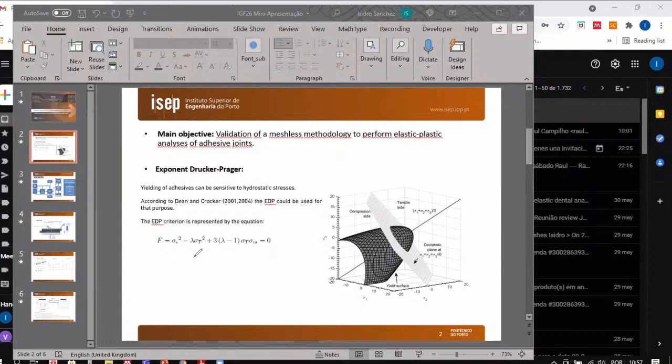Sorry. What is important for us? As the adhesive joints we're analyzing are composed of aluminum and adhesive, the aluminum certainly yields using the von Mises criteria. Therefore, we use this approach to take into account both materials.